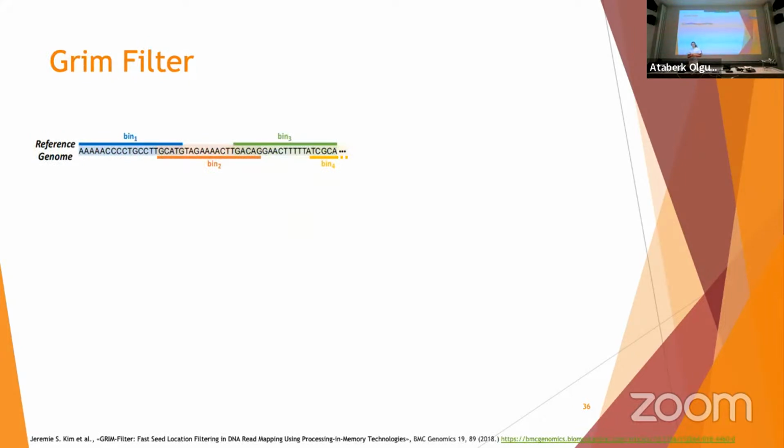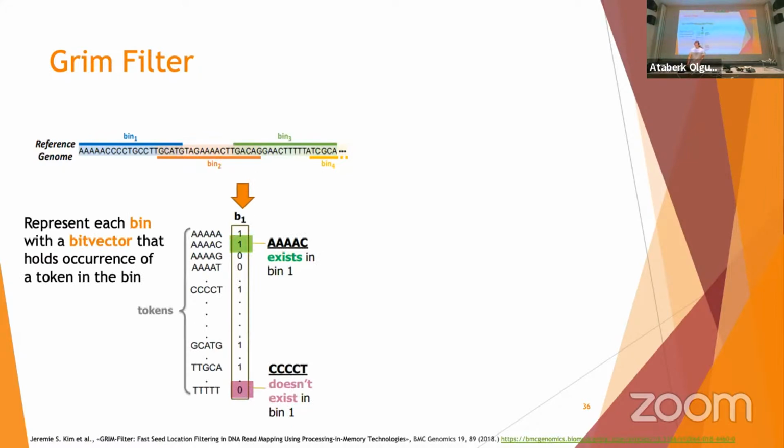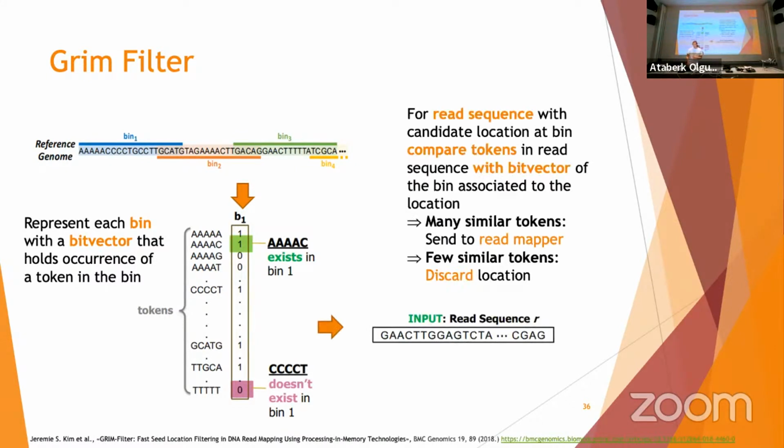In the reference genome, we've got those bins. Each bin is then represented by a bit vector that holds the occurrence of the tokens in the bin. And then if we get the input read sequence, the tokens that occur in the read sequence are compared to the occurrences in the bin, in the bit vector. And if there are many similar tokens, then we send it to the read mapper and do the actual check. And if not, then we can discard the location.